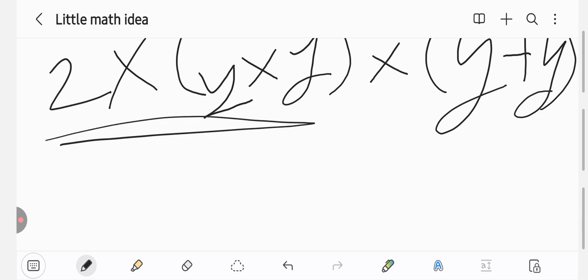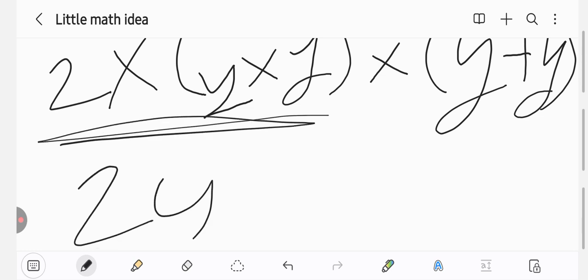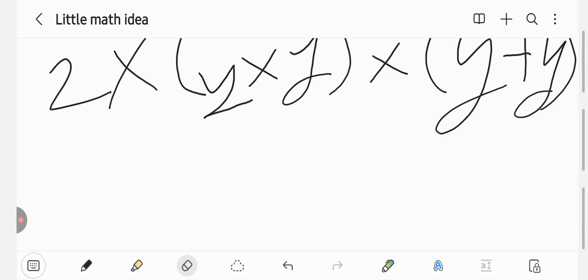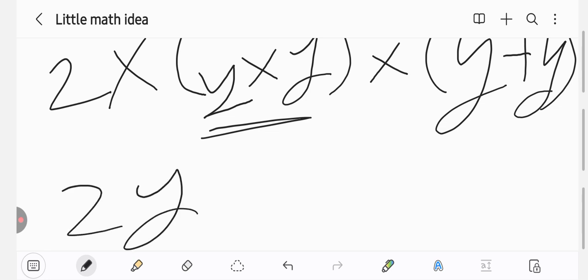Now let's multiply this, so you get 2y squared, because, let me show you. Y times y means y was added y times, or y plus y dot dot dot y times. Now we don't know what y is, so how may we add y times y? So y times y just simplifies to y squared.